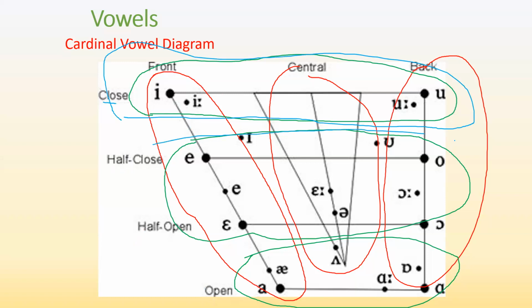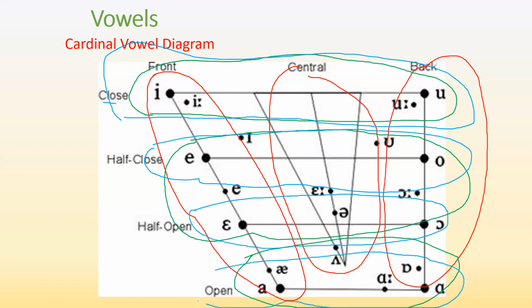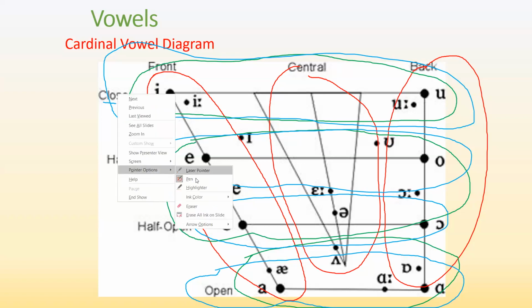And this is the half close, half open, and open, right? The blue circles indicate the different close and open positions of the mouth. Okay, and we have one left now. Opening made at the lips, right? Opening made at the lips.